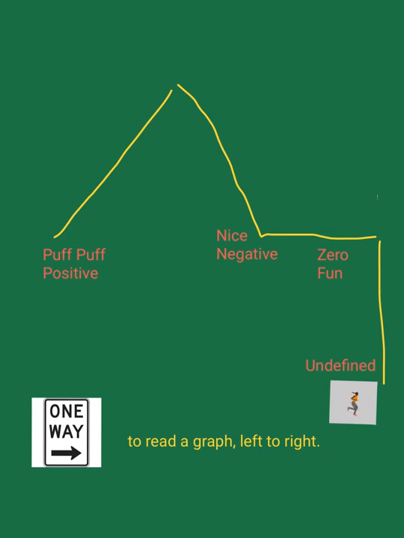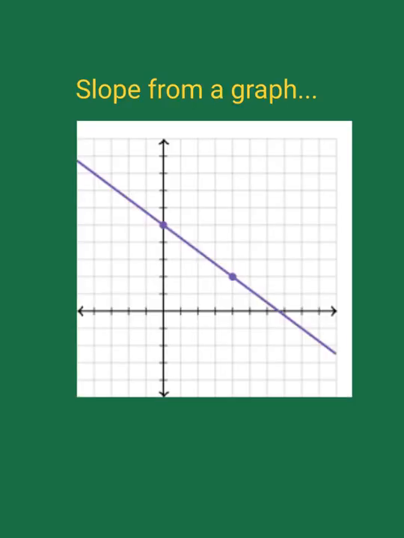So let's review one more time what slope looks like. If you have a line that goes up, we say that's a positive slope. If you have a line that goes down, that's a negative slope. If you have a horizontal line, we say that's a zero slope. And if you have a vertical line, we say that slope is undefined. So that's what slope looks like.